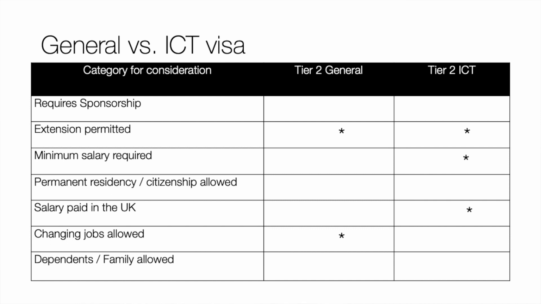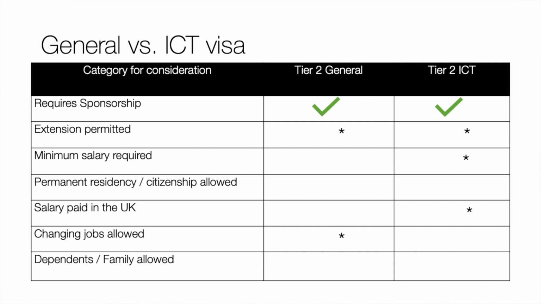So I think the first thing that I'm going to talk about is whether you can get sponsorship, and the key bit is on the Tier 2 General and the Tier 2 ICT visa, you need a sponsor. In each one of those scenarios, you need a home or a UK-based company to sponsor your visa so that you can actually immigrate to the UK. And that's through something called a certificate of sponsorship.